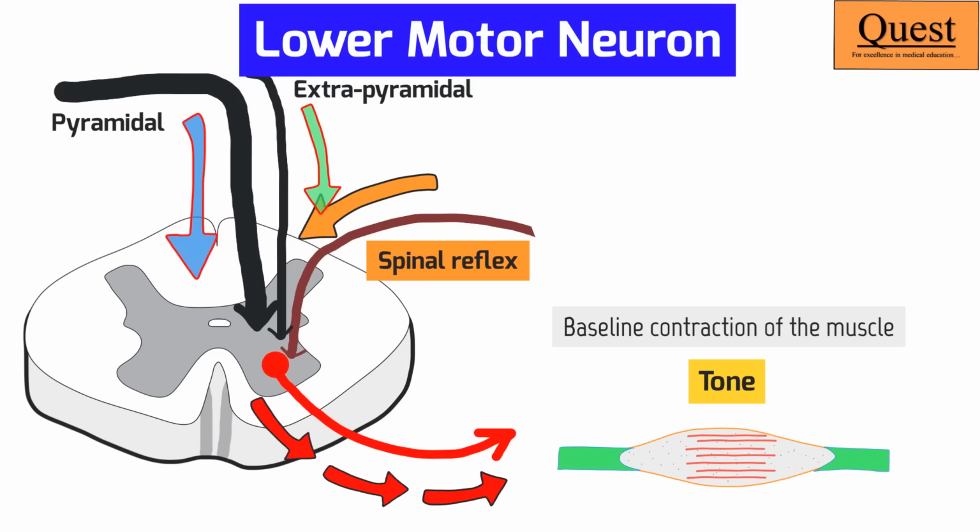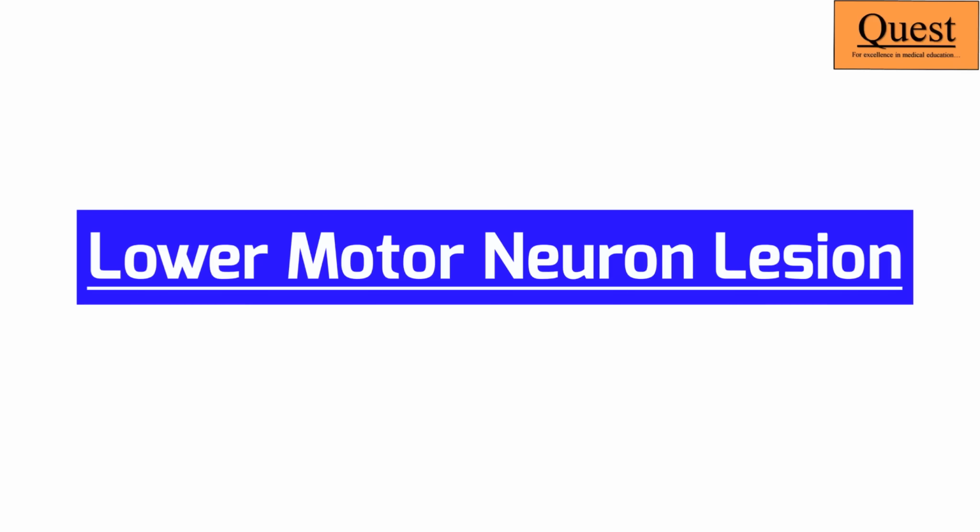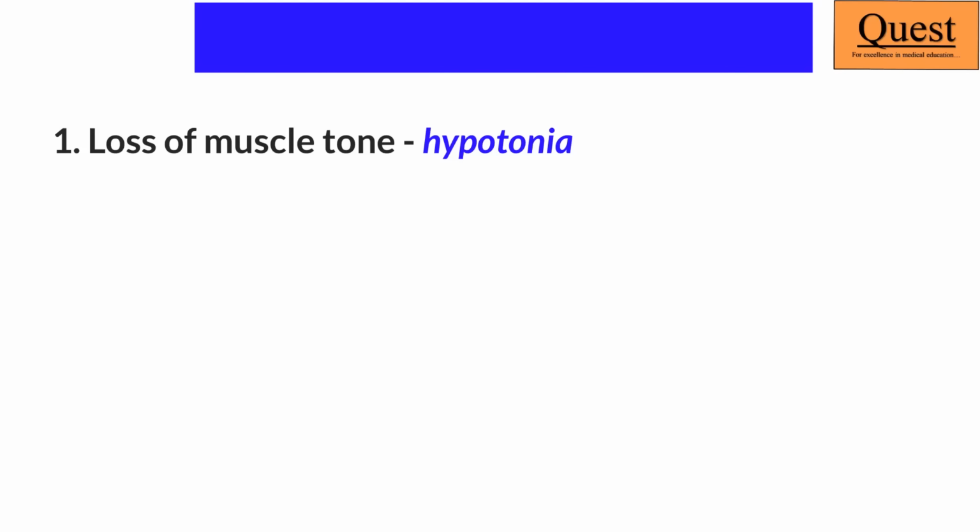This baseline contraction of the muscle is responsible for maintaining our posture. Also, since the muscle are going to have a baseline level of contraction, that will help in its nourishment. We know that when a muscle does not contract well or is not used for a long time, it will start losing its nourishment and would start shrinking in size. If we see a patient who has had a damage to the lower motor neuron, what is known as the lower motor neuron lesion, that person would manifest with a loss of tone in the muscles.